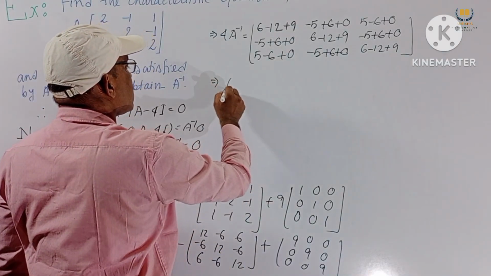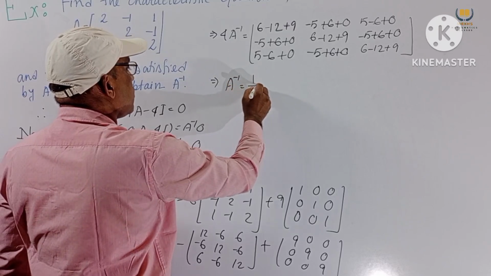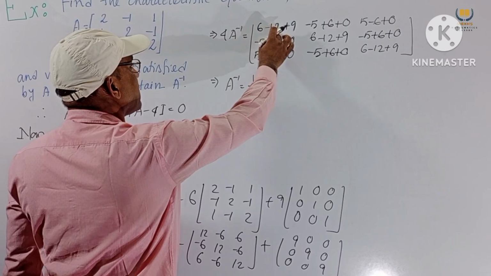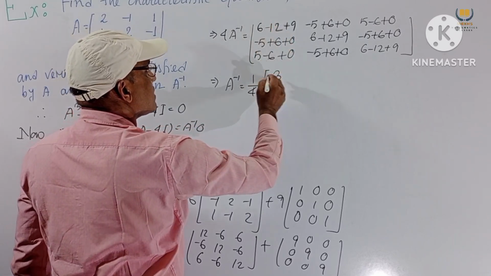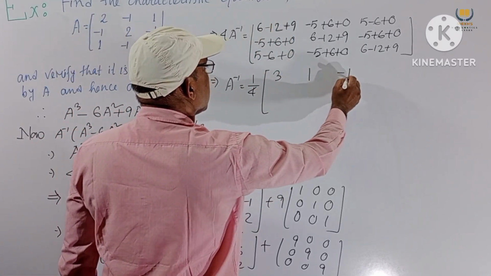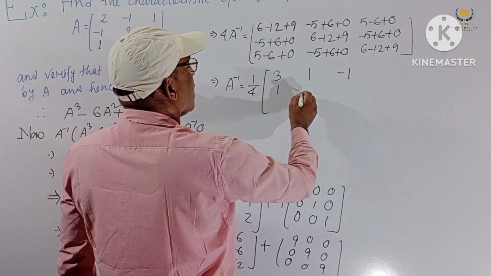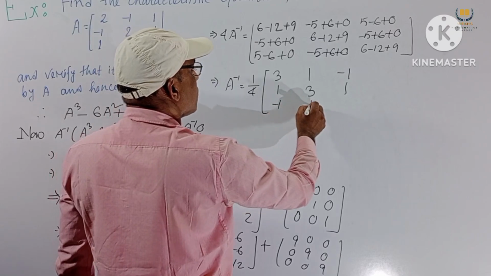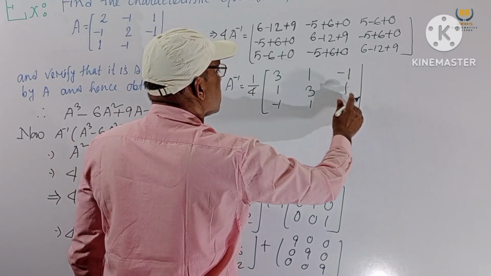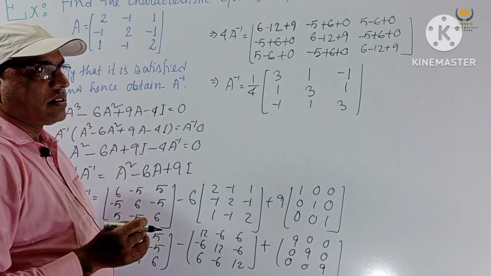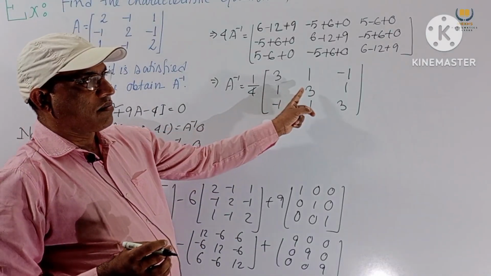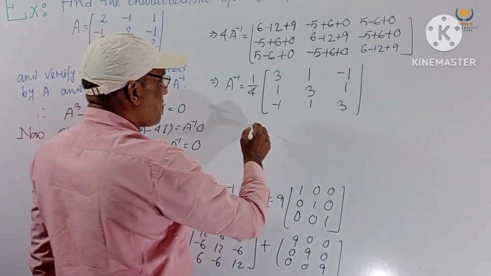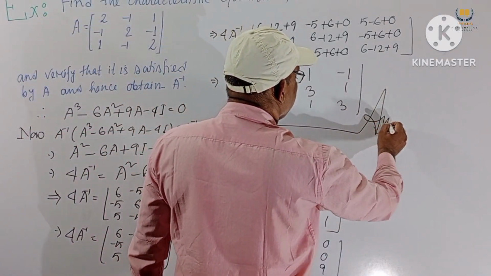So this implies A inverse equal to 1 by 4, this is 15 minus 12, this is 3, this is 1, minus 1, 1, and this is 3, 1, minus 1, 1, 3. So we get this one: 3 1 minus 1, 1 3 1, minus 1 1 3. And this is the final answer.